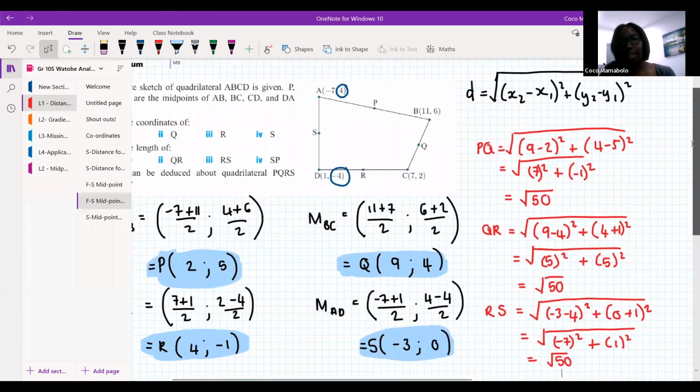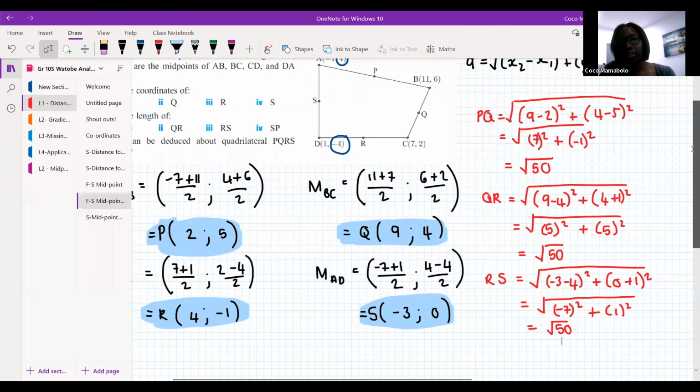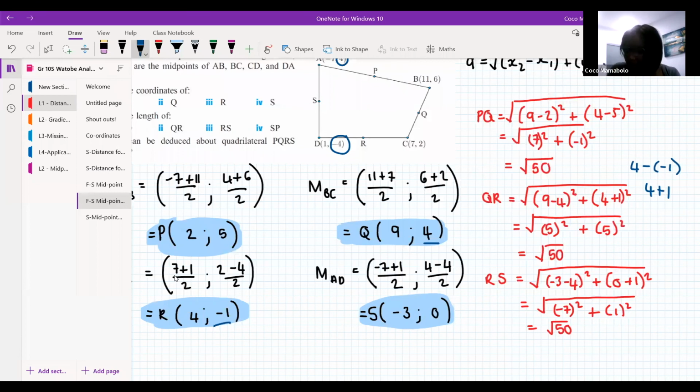Hi, ma'am. I would like to ask, when we're doing the distance formula for QR, why did we add in the bracket 4 plus 1 instead of minusing it? Because of the same reason that I just explained to Mbali just now: 4 minus -1. A negative and a negative is 4 plus 1. Yes, I just skipped the step. I probably shouldn't skip steps. If your brain works fast enough, you can skip that step. Okay. Thank you, ma'am.